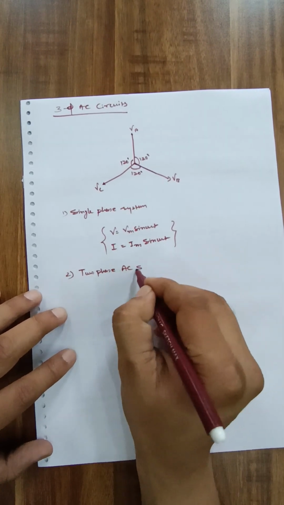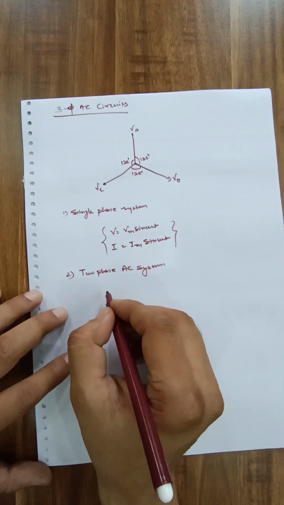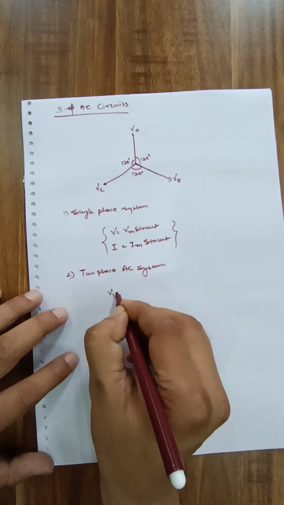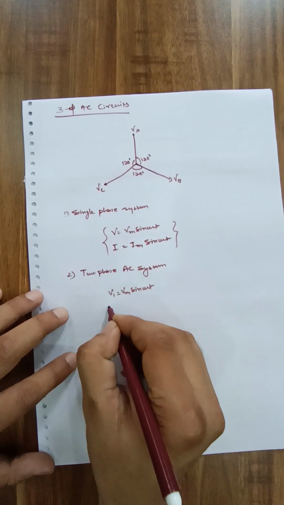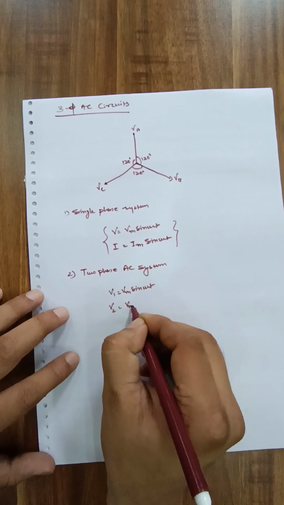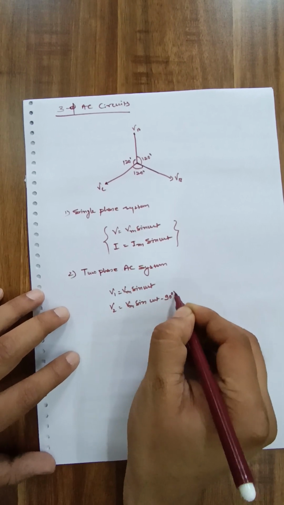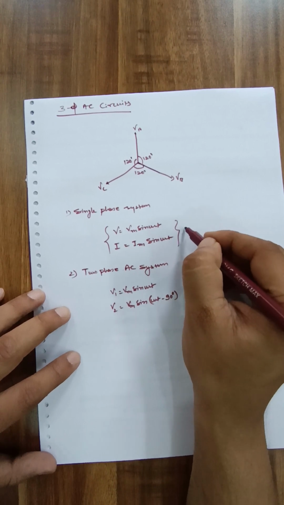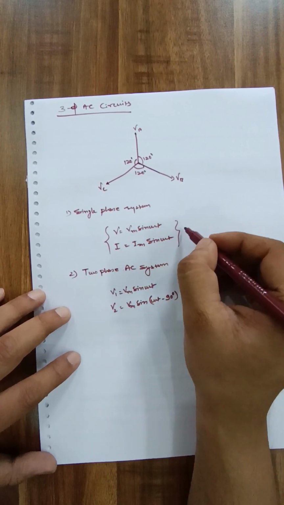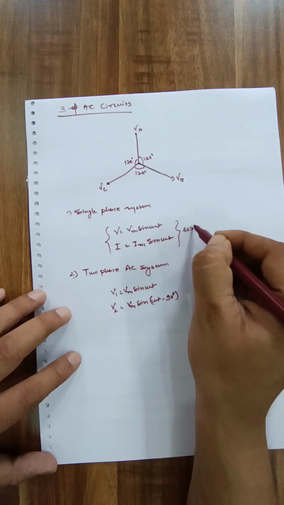AC system. So in this two-phase system, what will be the expression for voltage? So V1 will be equal to Vm sine omega t and V2 will be equal to Vm sine omega t minus 90 degree. This was the expression for single phase AC circuits and both voltage and current are in same phase. That means the circuit is resistive.